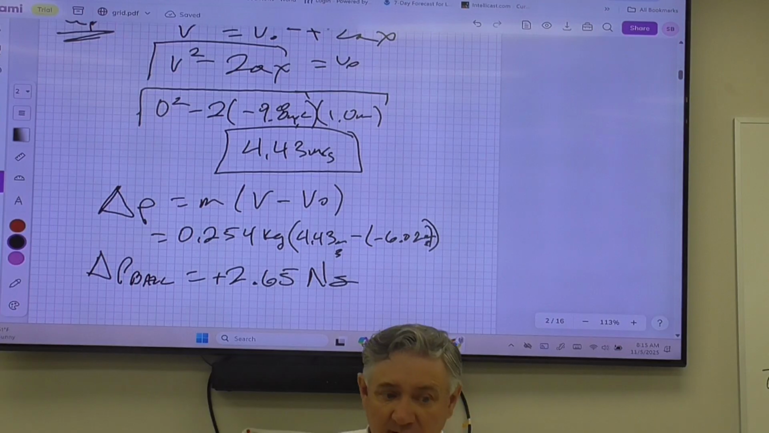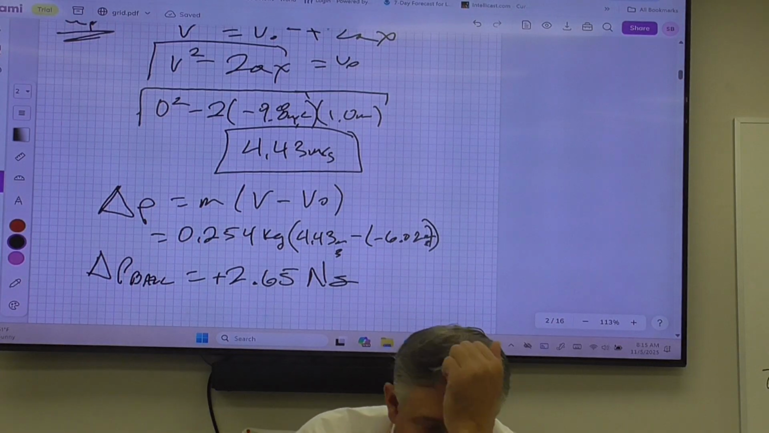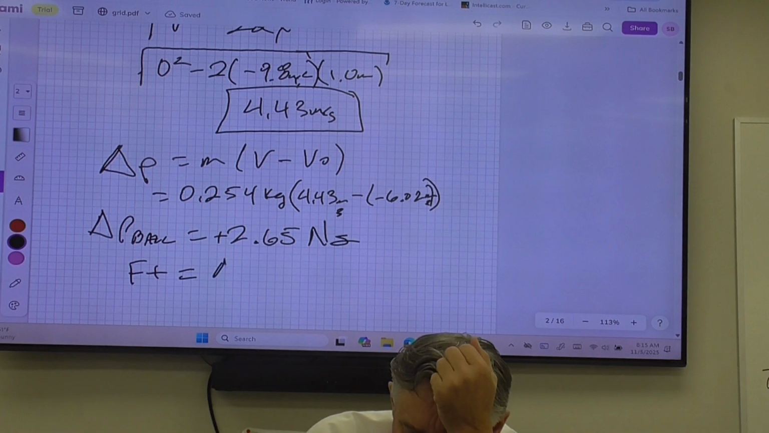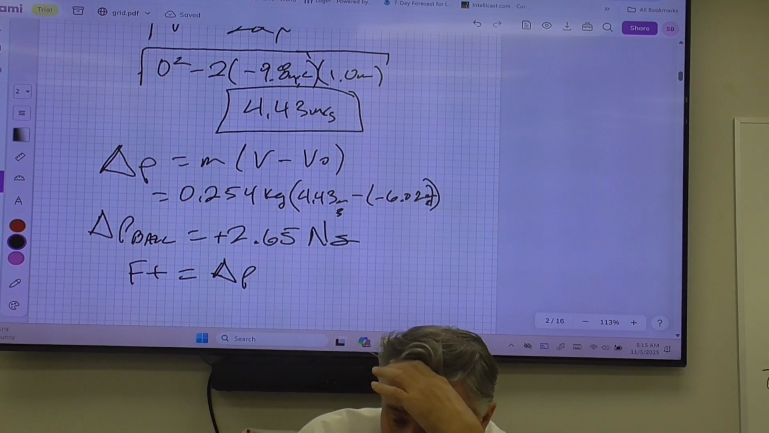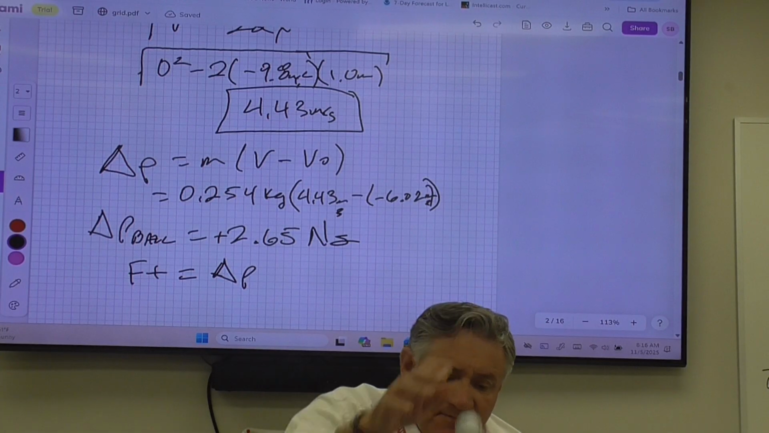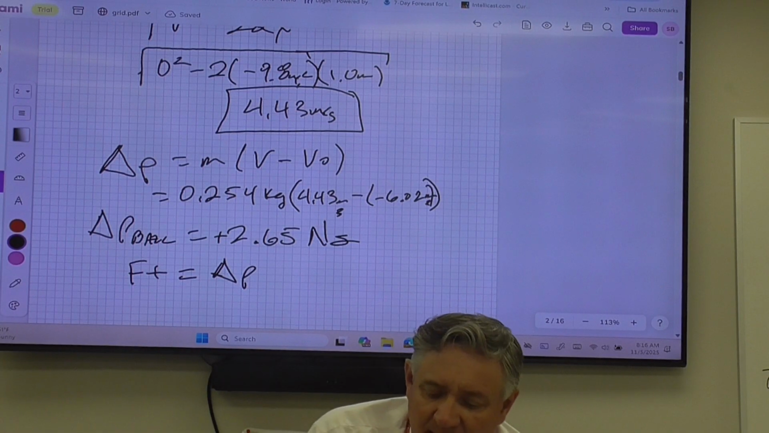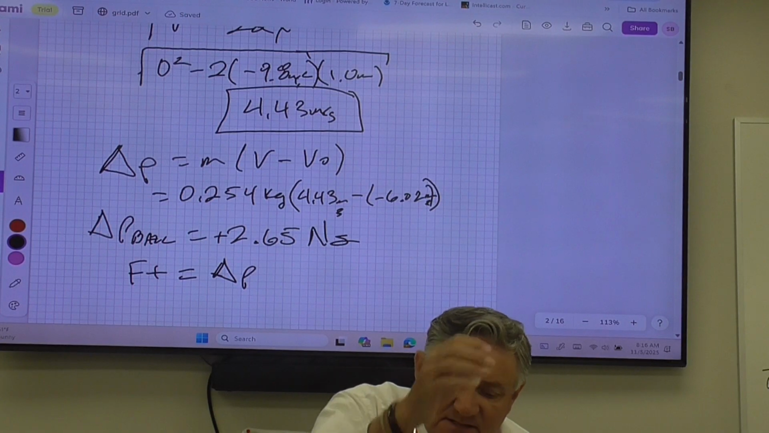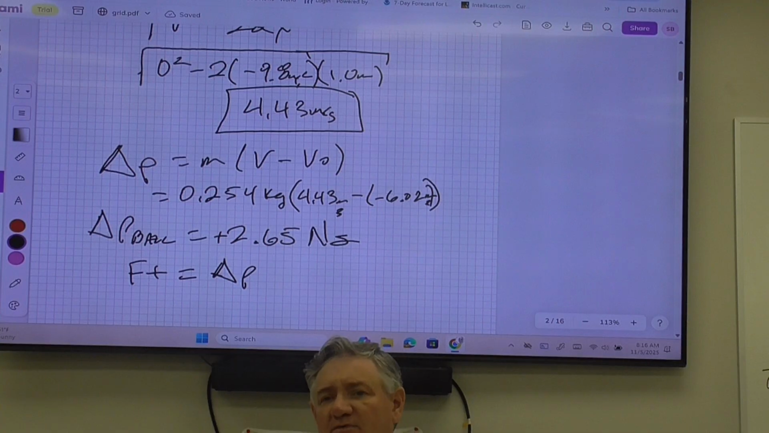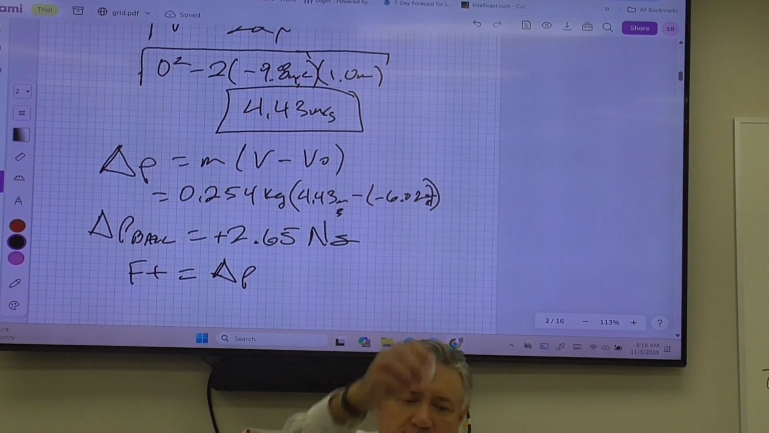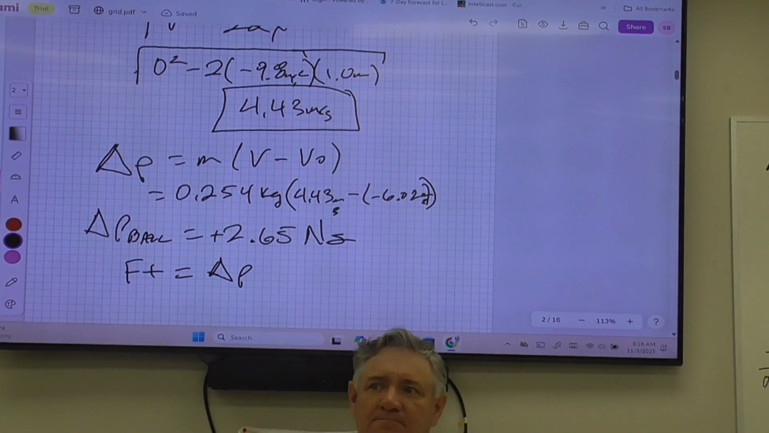Oh, okay. And that time I gave you, so you know force times time equals change in momentum. We have the change in momentum. Now, since time is a positive value, does it make sense that the force exerted on the ball is a positive value? Yes. It's going up. So it starts to go up after it hits.